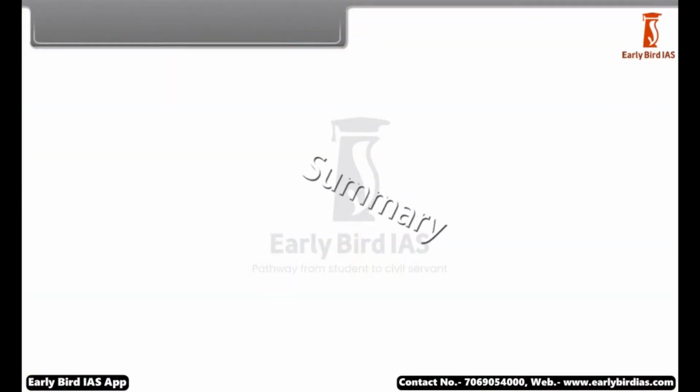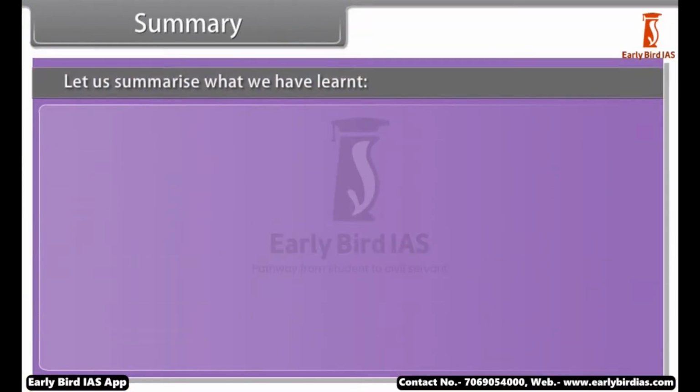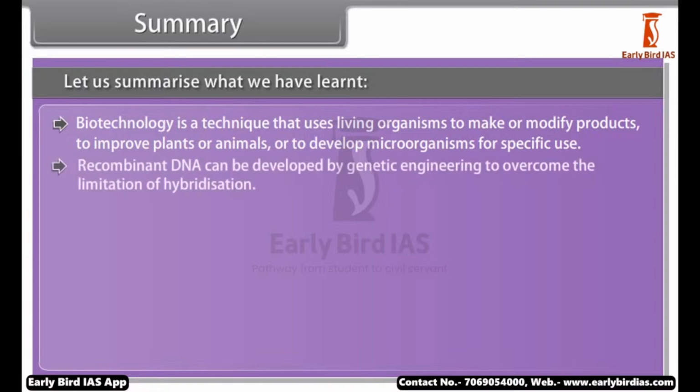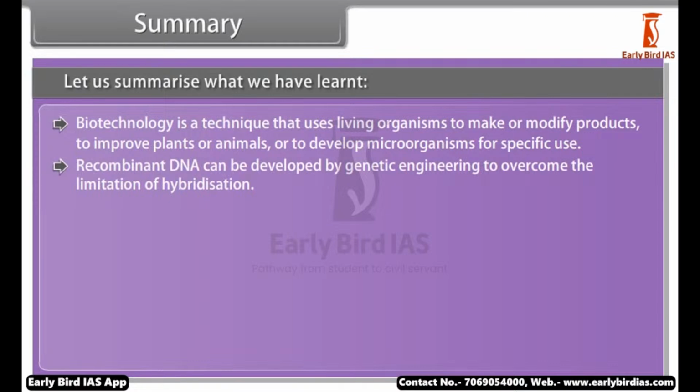Summary. Let us summarize what we have learned. Biotechnology is a technique that uses living organisms to make or modify products, to improve plants or animals, or to develop microorganisms for a specific use. Recombinant DNA can be developed by genetic engineering to overcome the limitation of hybridization.